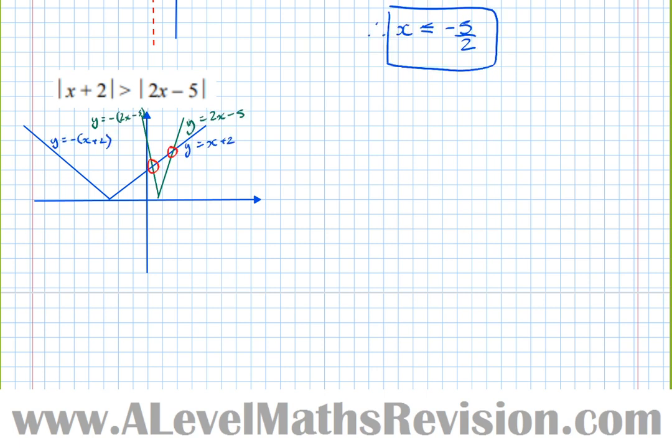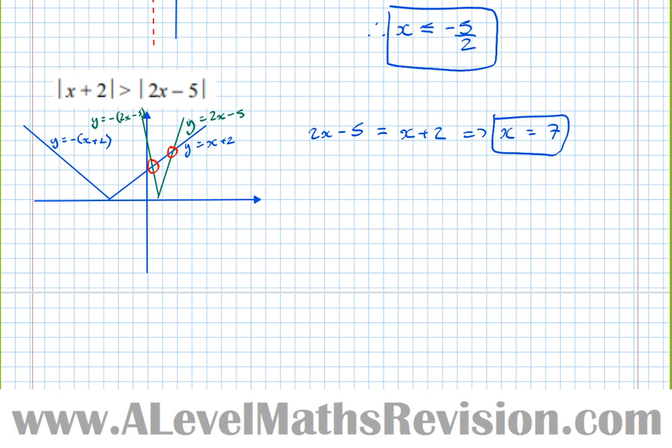So to find the first point of intersection, what we're going to do, I'll take y equals 2x minus 5, and we solve that simultaneously with y equals x plus 2. So that implies that, get all the x's on one side, x equals 7. So that's one of the points of intersection.